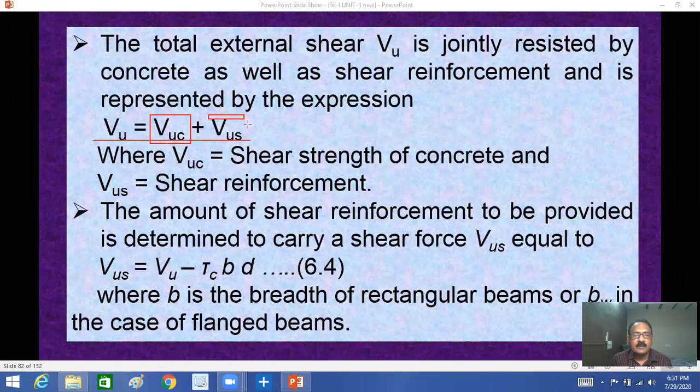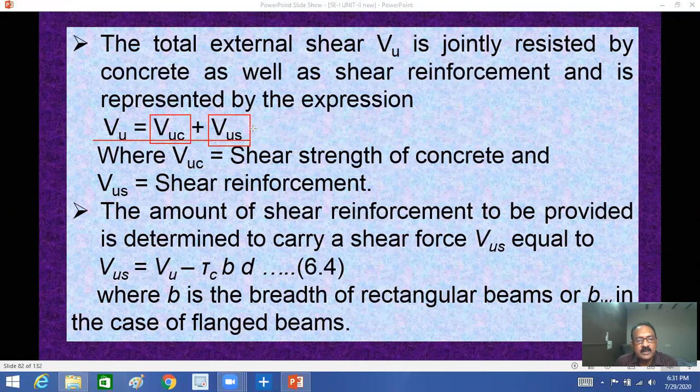Similarly, for shear reinforcement, how much shear will be taken by vertical stirrups or bent-up bars, how much force will be taken by this reinforcement. This is the definition. Vuc is the shear strength of concrete. Vus is the shear taken by shear reinforcement.